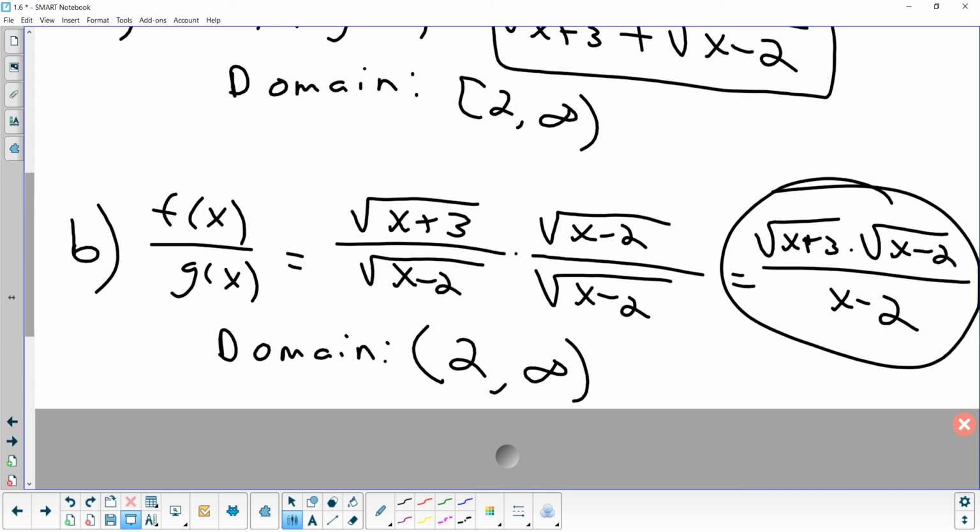Okay? So the overlap is greater than or equal to 2. But the problem is, if x equals 2, you're going to cause divide by 0. That's a separate problem. So we don't want to divide by 0, so don't use 2. Greater than 2. And that's the domain for B. Okay. Any question on that one?